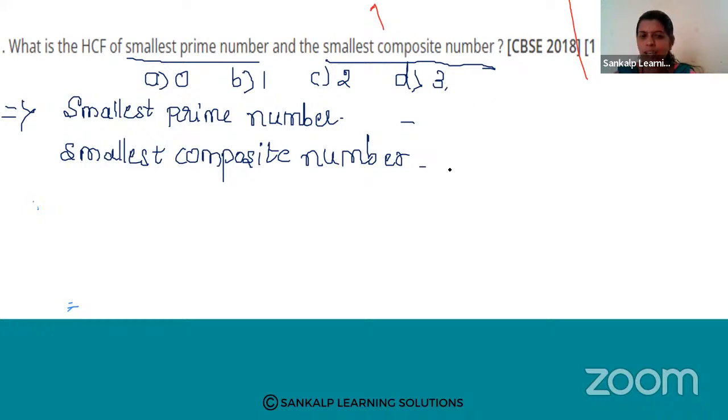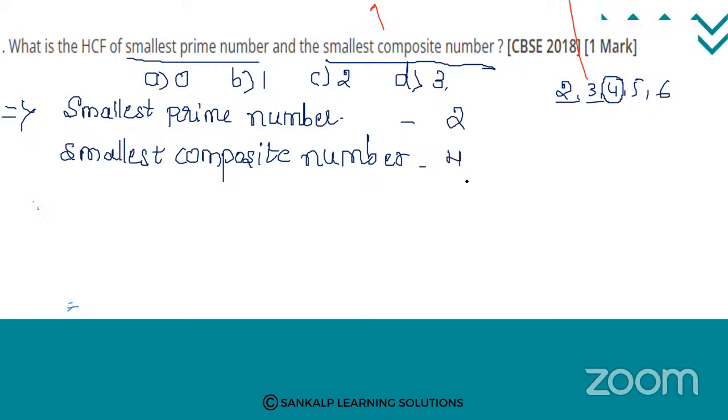Yes, the smallest prime number is 2. Remember 2. Next, the smallest composite number. See, if I write 2, 3, 4, 5, 6, 2 is a prime number and 3 is also a prime number. 4 is a composite number. That means 4 itself is the smallest composite number. The numbers that come before 4 are prime numbers. 4 is a composite number.